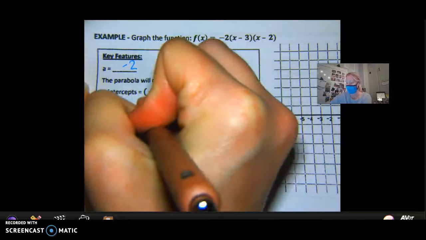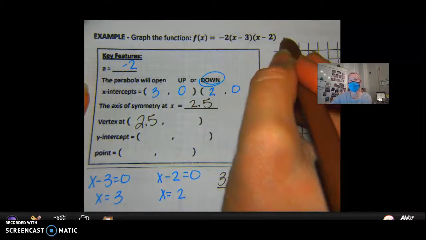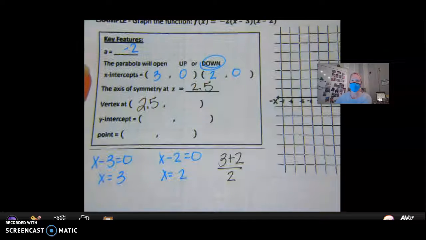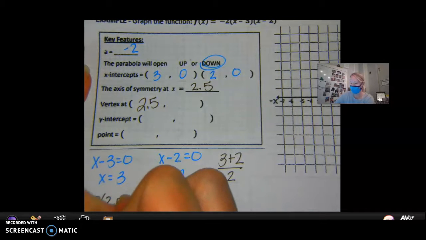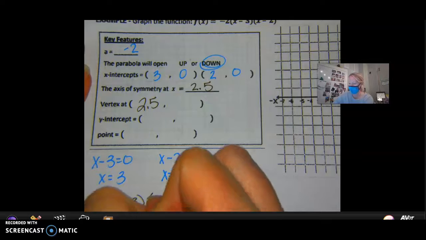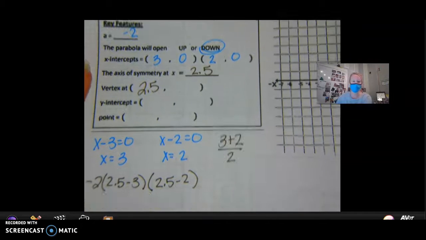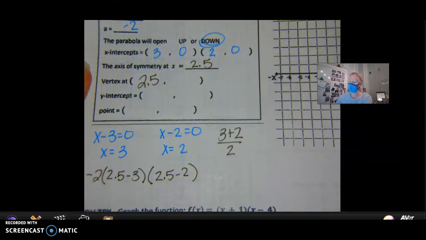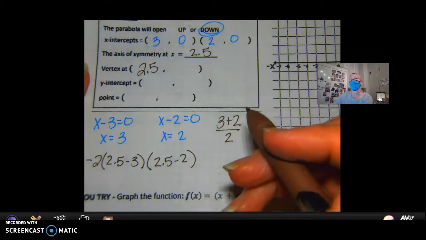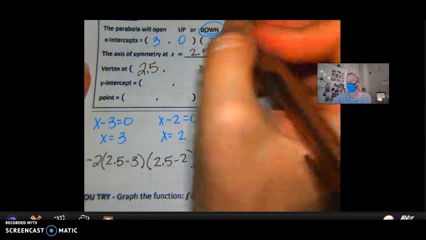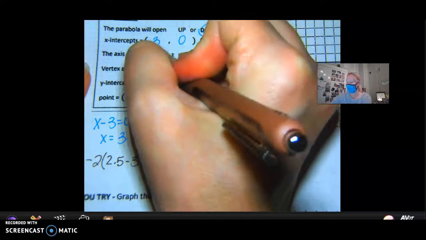That means the vertex is at 2.5, something. Go ahead and plug in 2.5 into this equation in your calculator. So you're going to do -2 parentheses 2.5 minus 3 parentheses, parentheses 2.5 minus 2 parentheses. What'd you get? 0.5? You guys agree? So the y value is at 0.5.